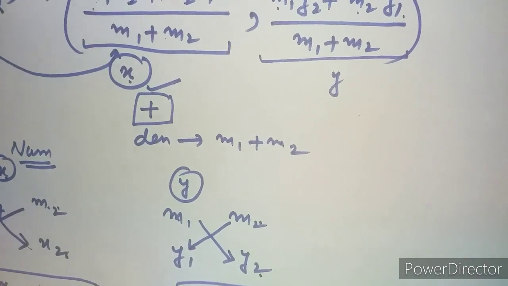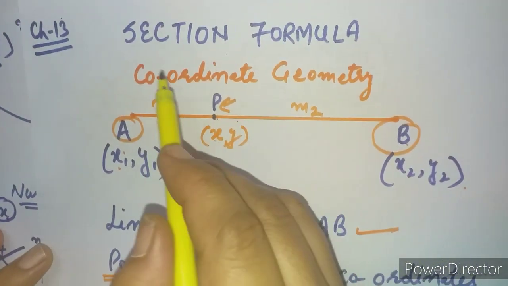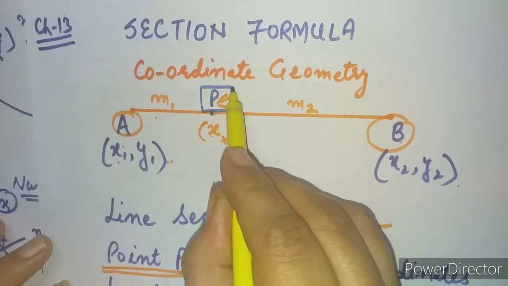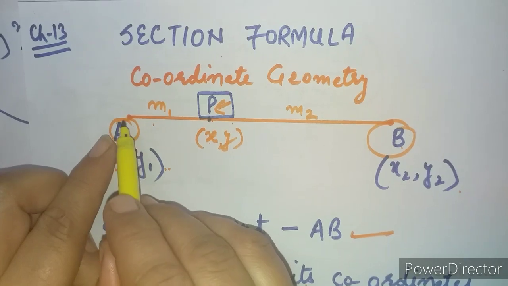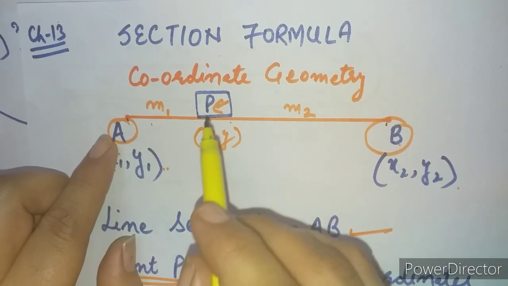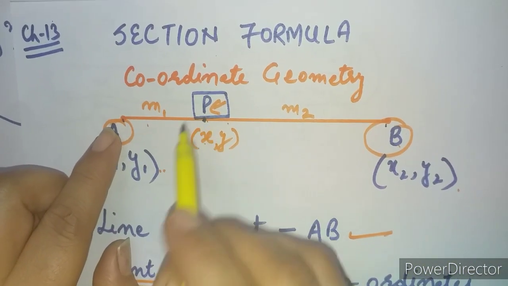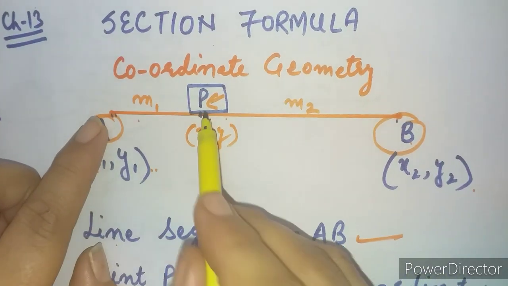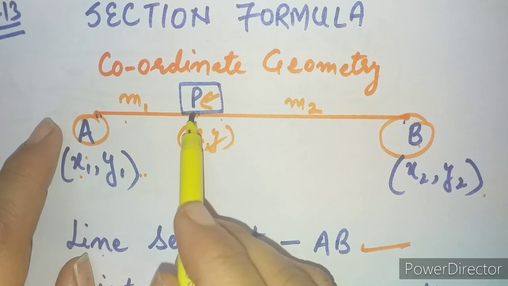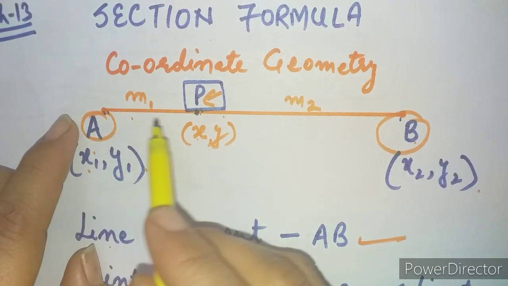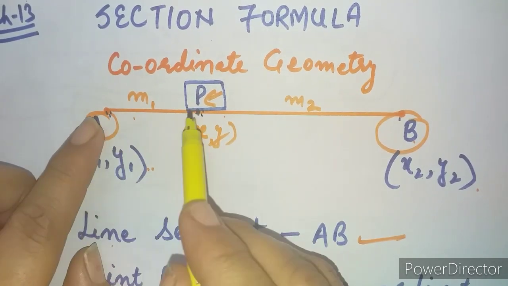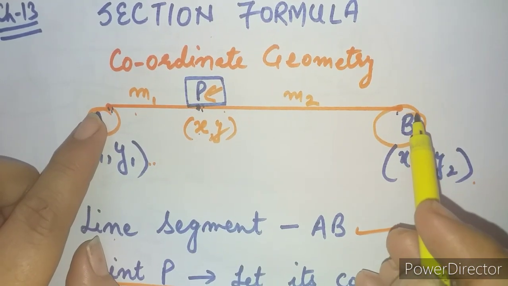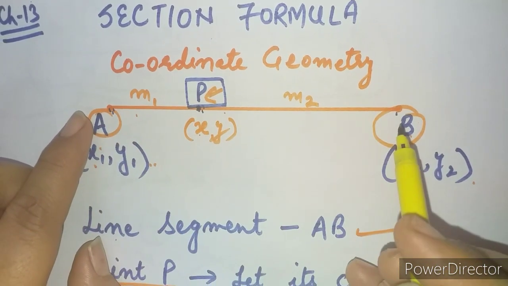With the help of the section formula, we can find the coordinates of this unknown point which is dividing our line AB into two parts. And one most important thing I am going to tell you here: these parts may or may not be equal. Here P is more towards A, right? So it is clearly seen that AP is not equal to PB.